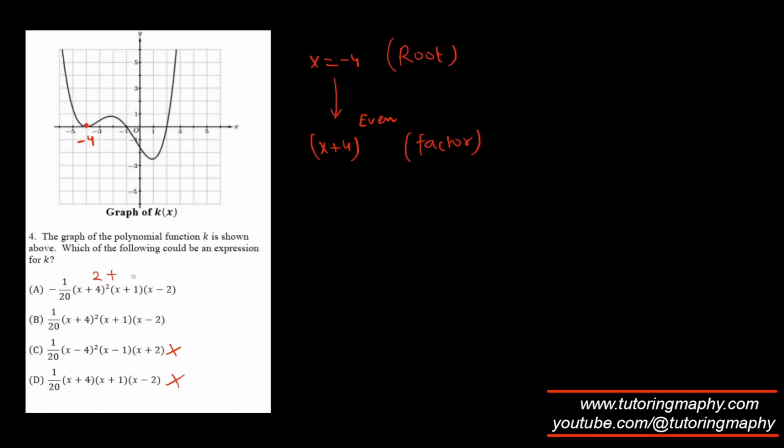So 2 from here, 1x from here, 1x from here. All are in product, so I'll just add these. So even power. And like I said, it should be a positive leading coefficient because it's going up, up. So it has to be option B. That is the correct choice.